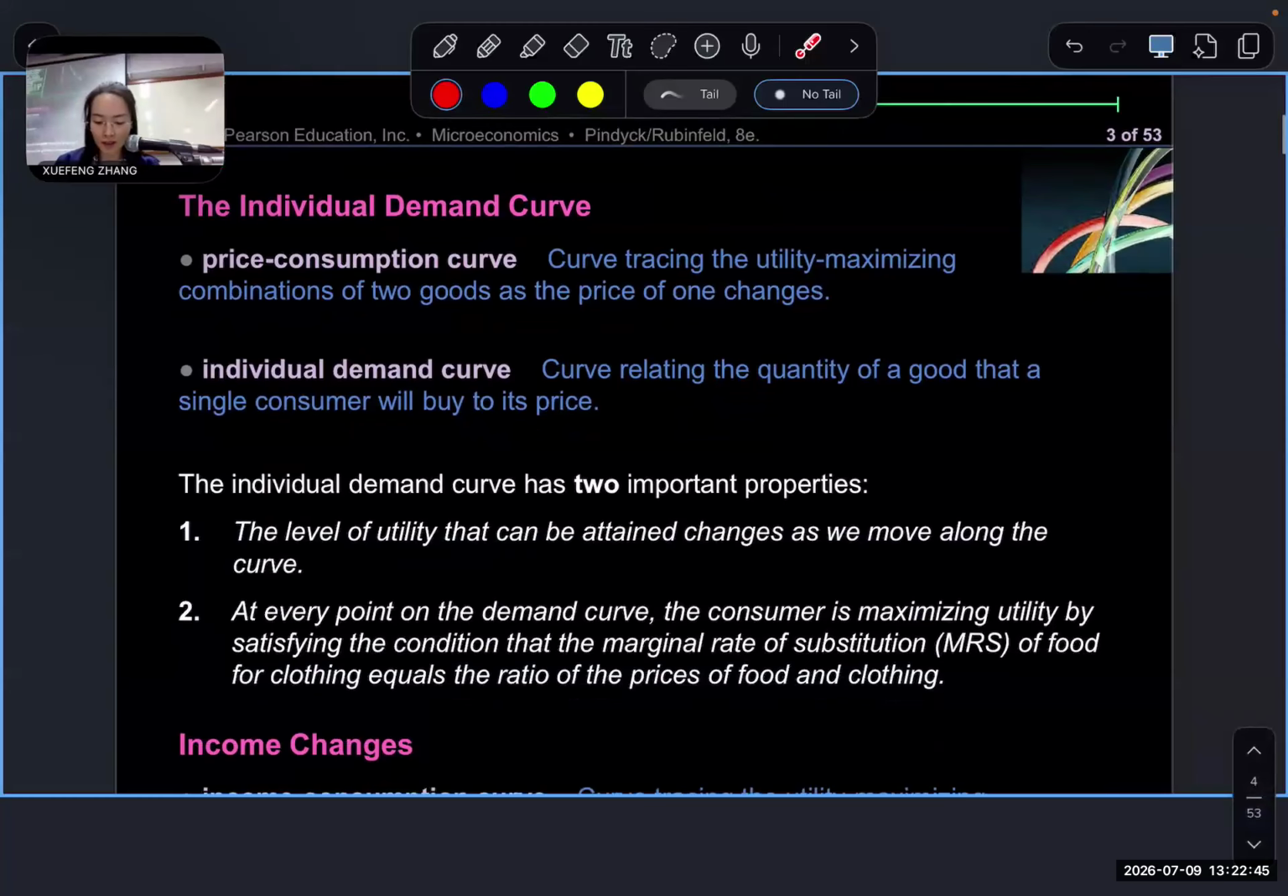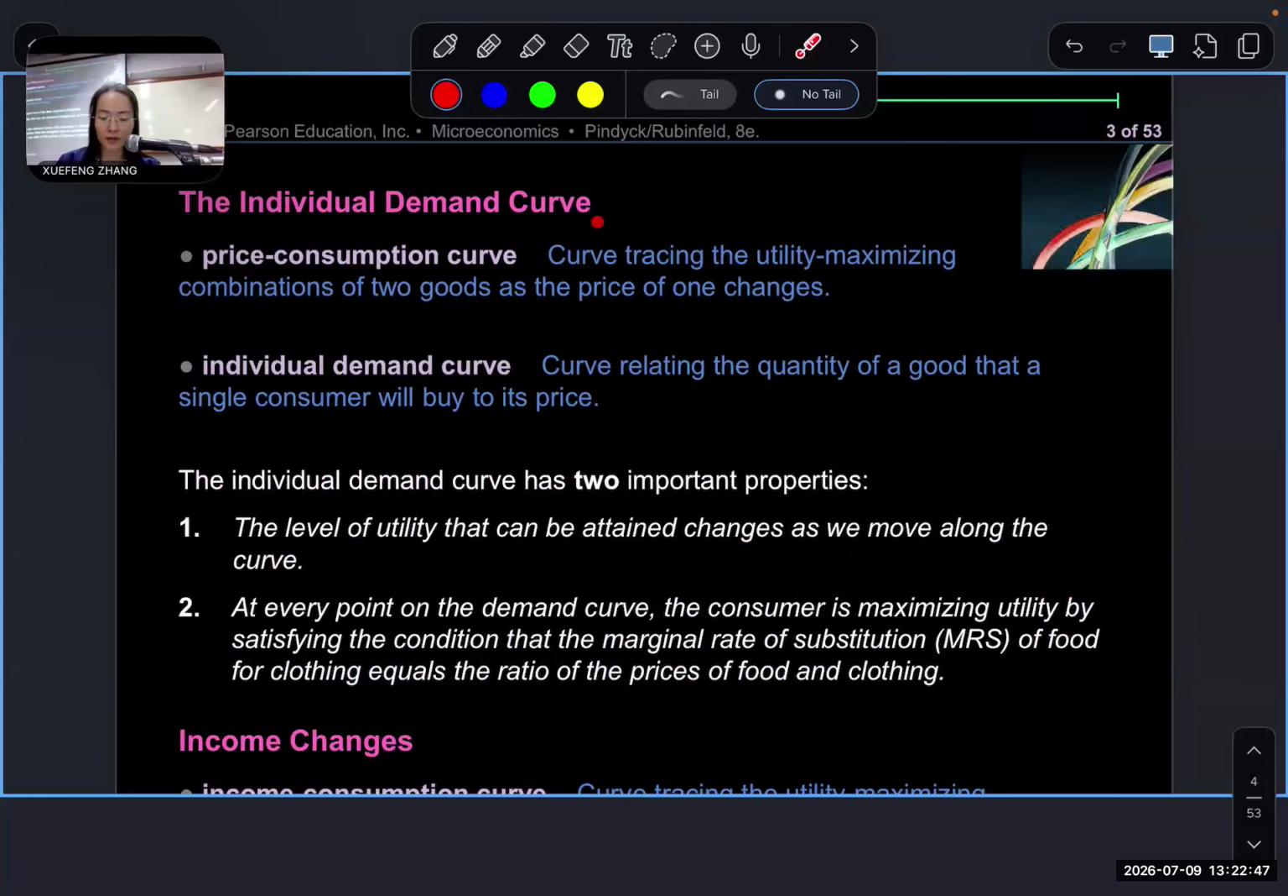Okay, let's continue. Let's see the individual demand curve. We have the price consumption curve, tracing the utility-maximizing combinations of two goods as the price of one changes. We talked about it before, which is PCC. And then we have the individual demand curve, relating the quantity of a good that a single consumer will buy to its price.